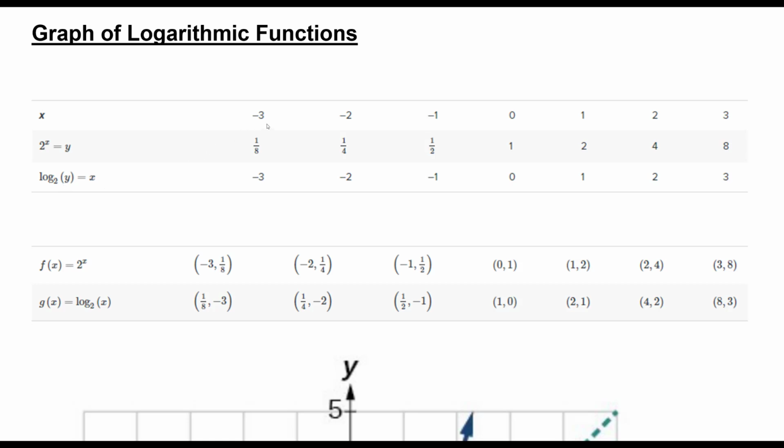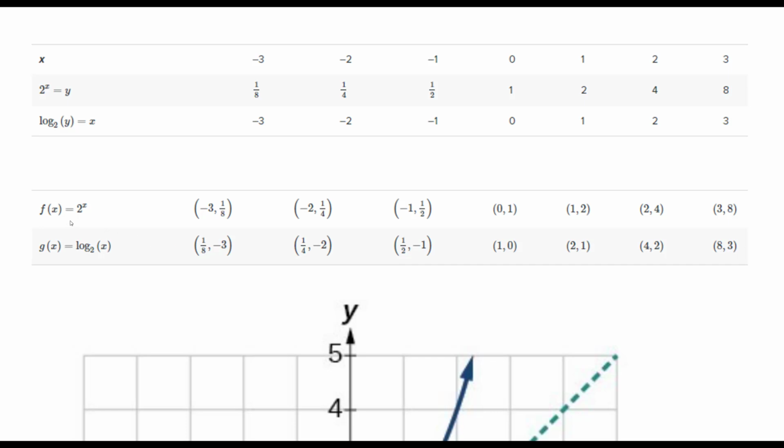So if x is -3, the exponential function produces 1/8, and of course the log function produces -3, because that's that exponential. These are all going to be matching up quite a bit. So -2 is 1/4, -1 is 1/2, and 0 is 1, and so on. But we come down here to the function notation. So f of x equals 2 to the x. And so 2 to the -3 is 1/8, 2 to the -2 is 1/4, as we saw up there, and the rest of that chart there.